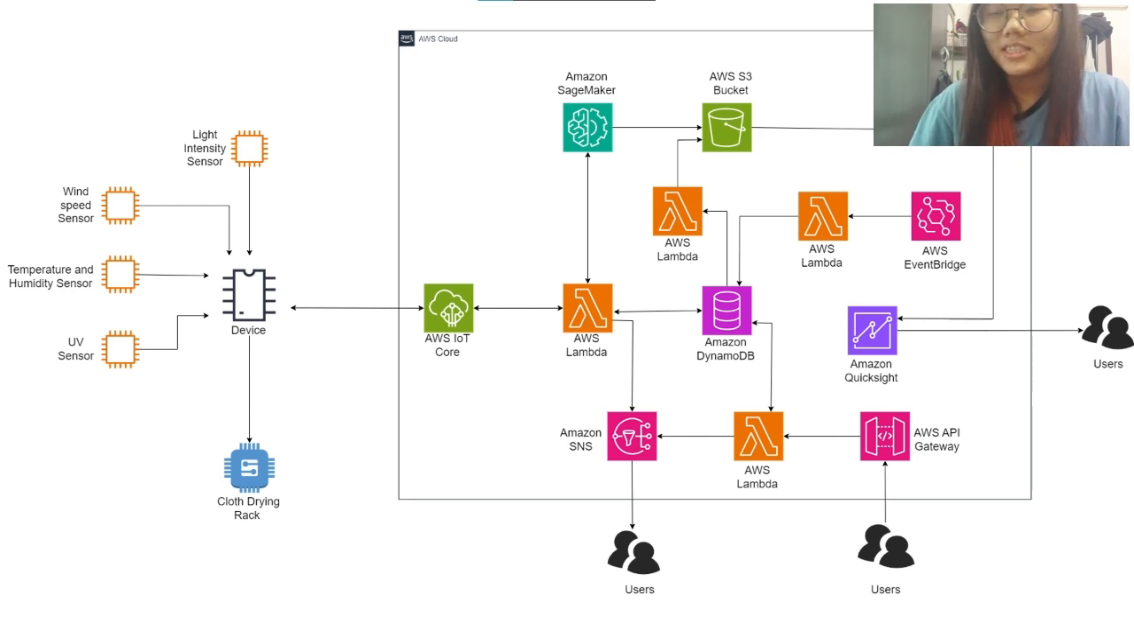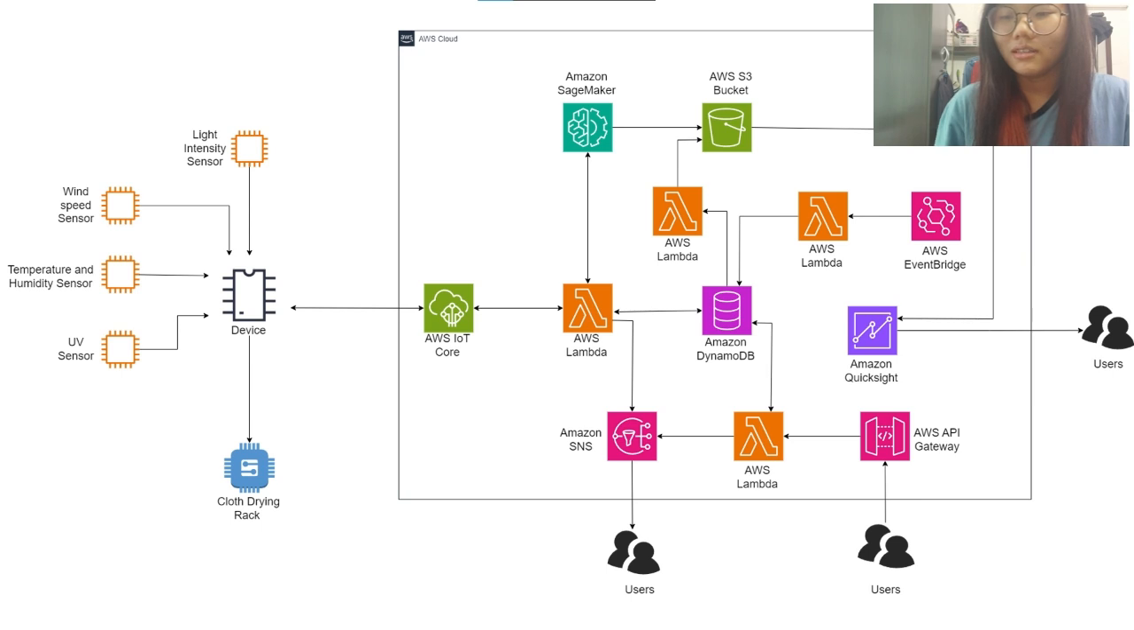Hello, my name is Group7 and I will present about the architecture diagram for the smart weather prediction system. So let's begin with an overview of the system. Our smart weather prediction system integrates various sensor data, predicts weather conditions using AWS services and controls the drying rate accordingly. We utilize four sensors: light intensity, wind speed, temperature and humidity, and UV sensors.